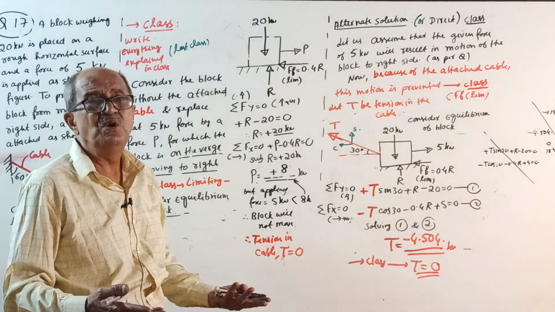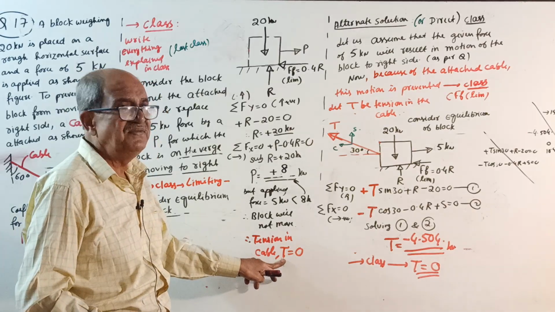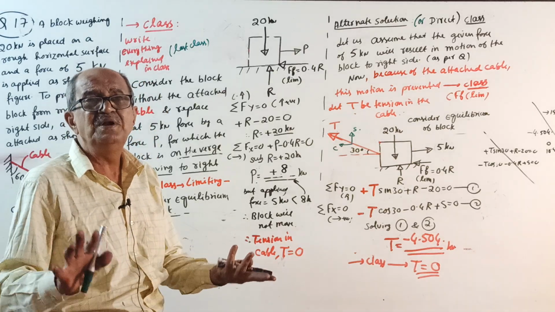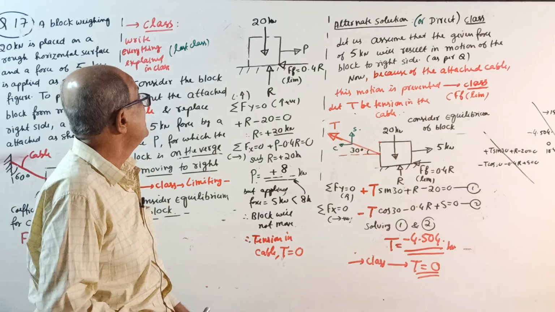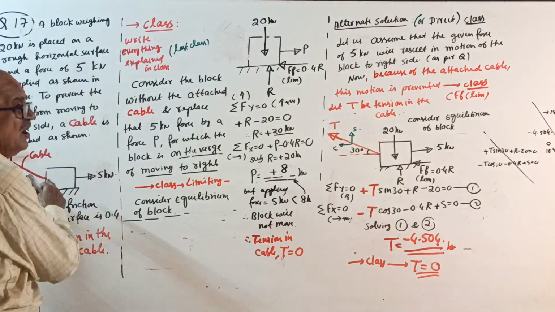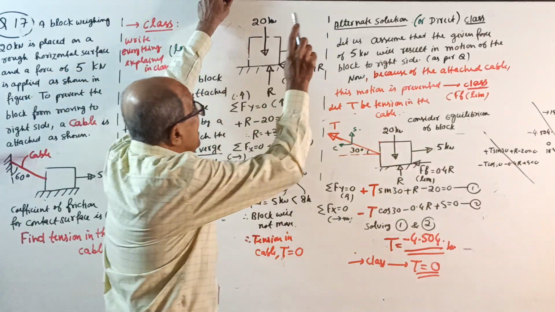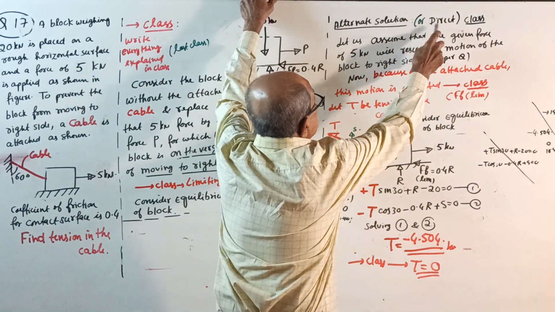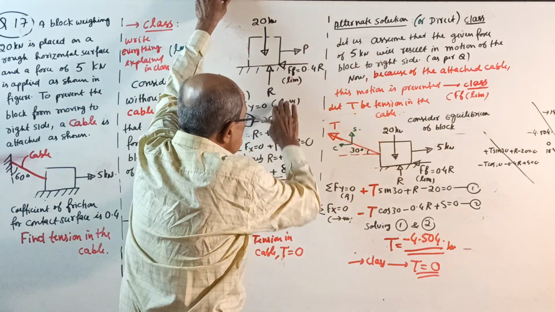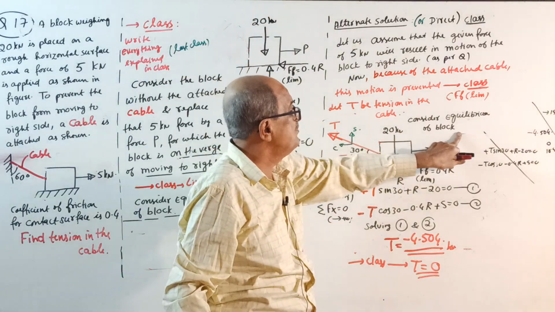Therefore we will say the tension in the cable is 0. The cable is inactive. It is as good as not there. Even if it is there, there is no use of that cable. Alternate solution, or a direct solution: you do not do all this. This is better from the exam point of view.